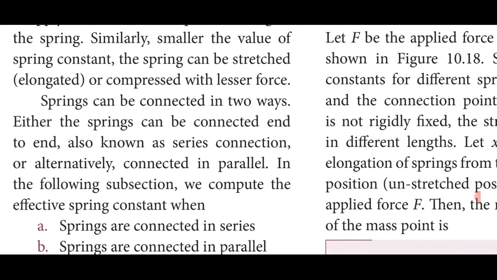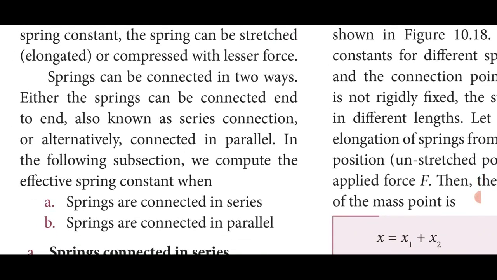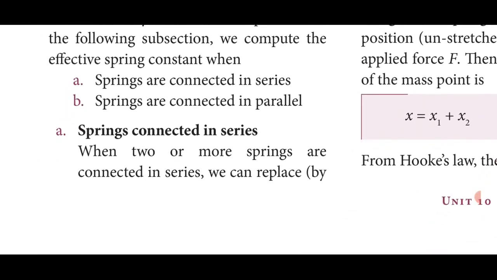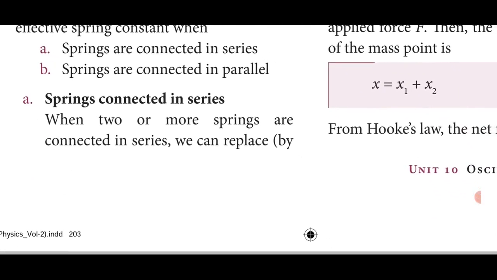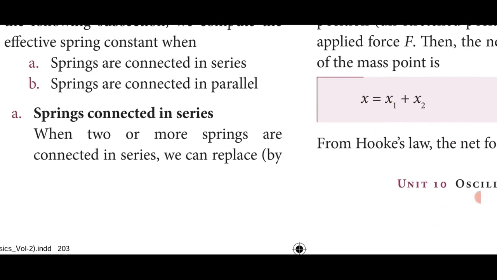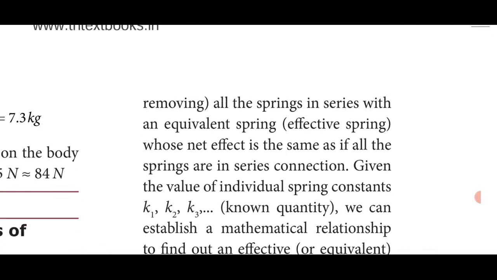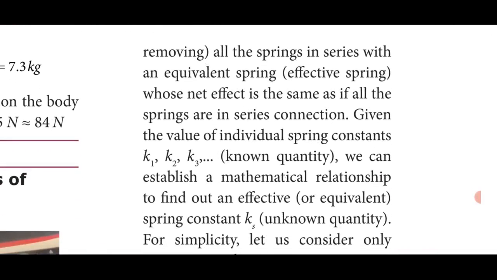Springs can be connected in two ways. Either the springs can be connected end to end, also known as a series connection, like in wire connections you know series and parallel, the same for springs. In the following subsections we compute this when springs are connected in series and parallel. When two or more springs are connected in series, we can replace all the springs in series with an equivalent spring, that is, an effective spring.